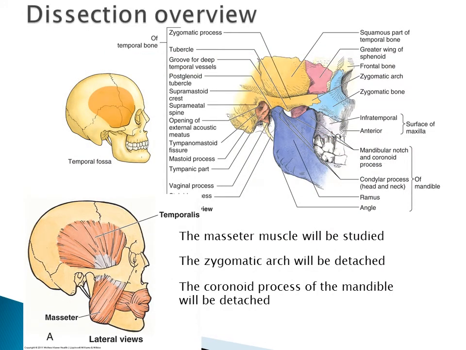The overview of the dissection is going to be as follows. We will study the masseter muscle first, and then we will detach the zygomatic arch and the masseter muscle, and we're going to reflect them together. Then we will study the temporalis muscle, and then we're going to detach the coronoid process of the mandible and the temporalis muscle together. Then we're going to remove the superior part of the ramus of the mandible, and we can trace some of the branches that come off of the maxillary artery.